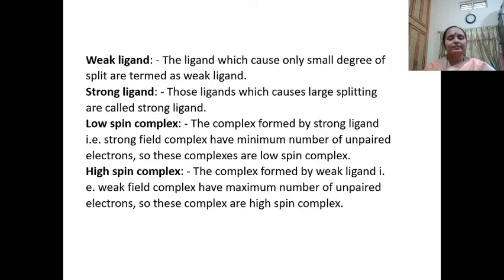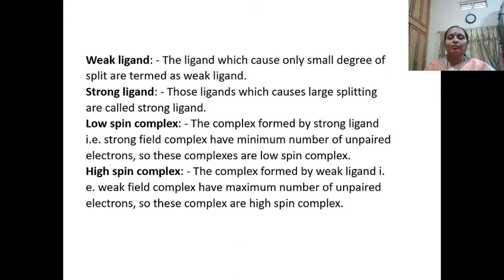Before going ahead, let us know what a weak ligand is and what a strong ligand is. A ligand which causes a small degree of split is called a weak ligand. But if a ligand causes a large splitting, then it is called a strong ligand. Coming to what a low spin complex is and what a high spin complex is.